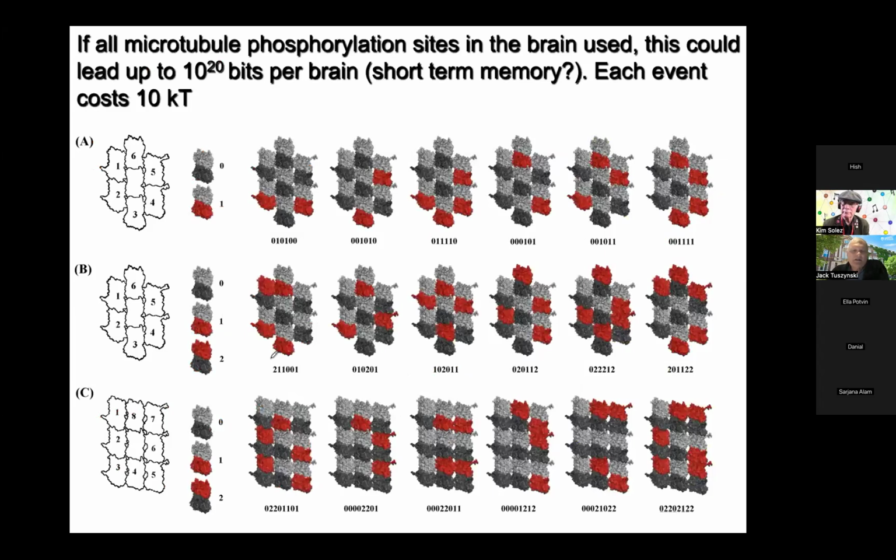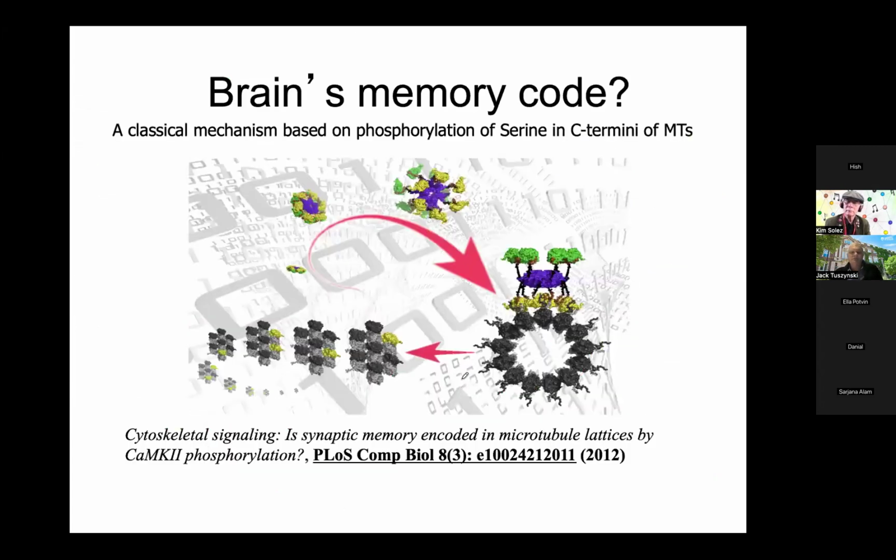These are different examples of states you could encode, and you can associate with these numbers and binary notation and so on. So this is the paper, "Brain's memory code?" And it shows you this calmodulin kinase enzyme walking on a microtubule and phosphorylating it. And that's the reference to the paper. I will stop now because I would like to hear your question.